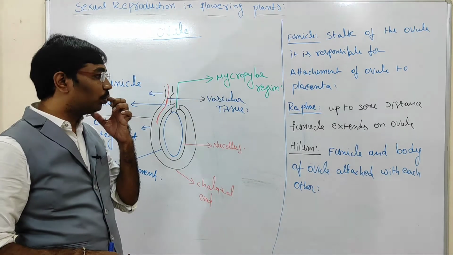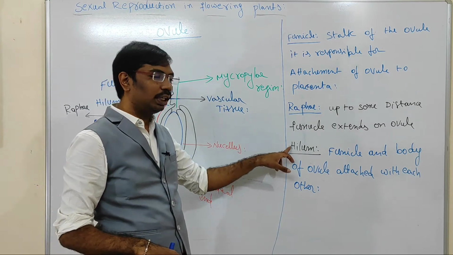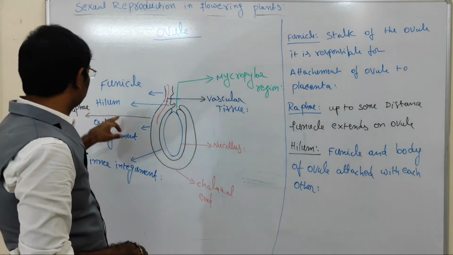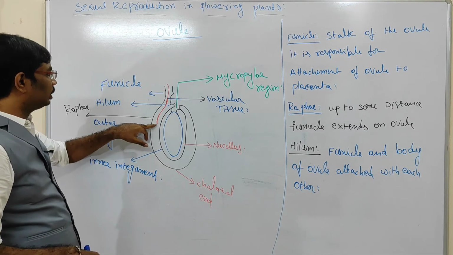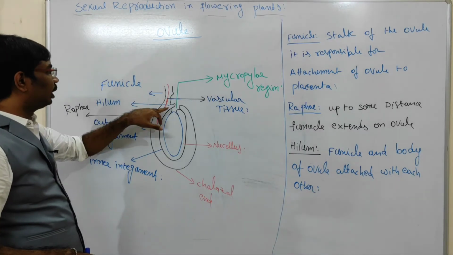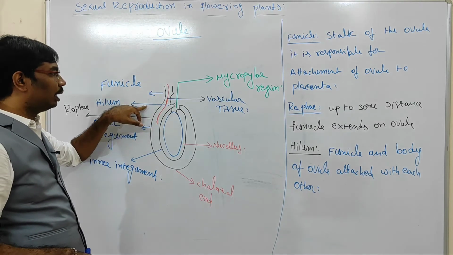Funicule and body of ovule are attached with each other with the help of the hilum. So this is the hilum. See here, this is the funicule, and this is the body of the ovule. Both are attached to each other with the help of the hilum.